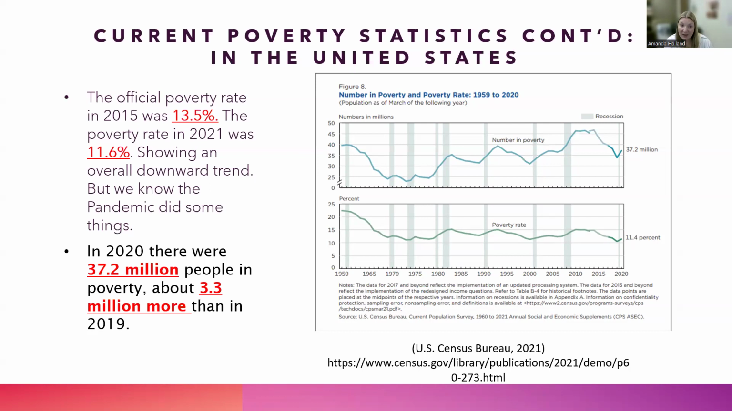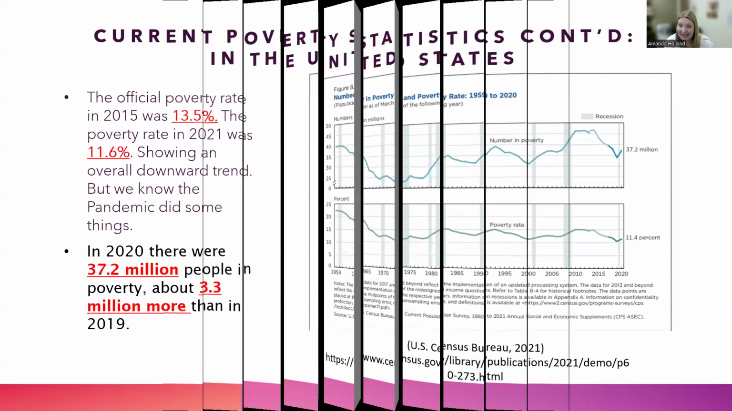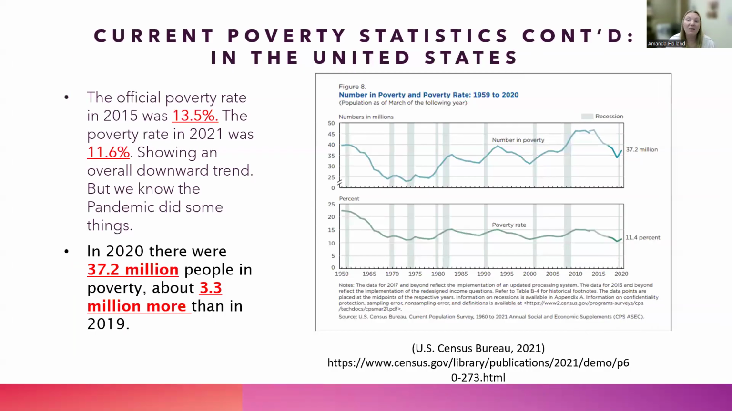But in 2020, look at this number. There were 37.2 million people in poverty. And that was because of what? The recession, the pandemic, all of it was happening during that time frame. And you can see the gray bars on this graph. The vertical gray bars are actually when recessions were happening. So we have approximately in 2020, 37.2 million people, which was 3.3 million more than in 2019. So that is a very good indicator that lots more people actually probably qualify for being in poverty than the poverty statistics say.